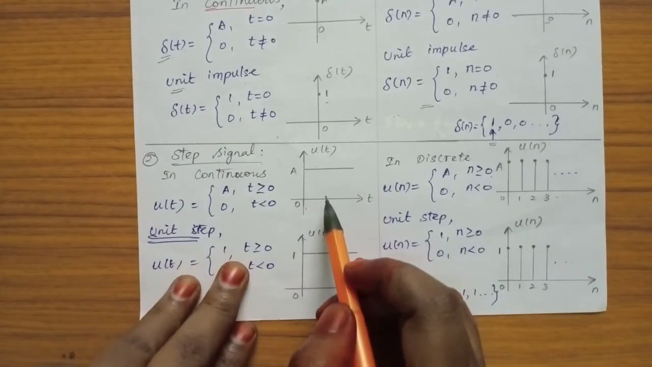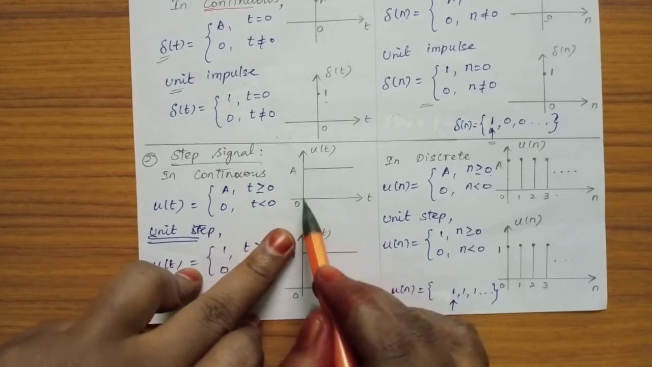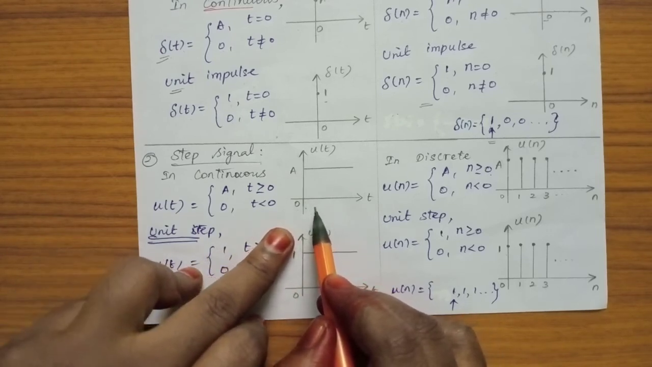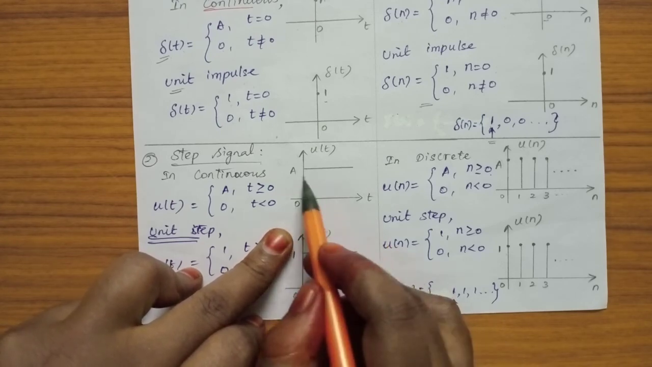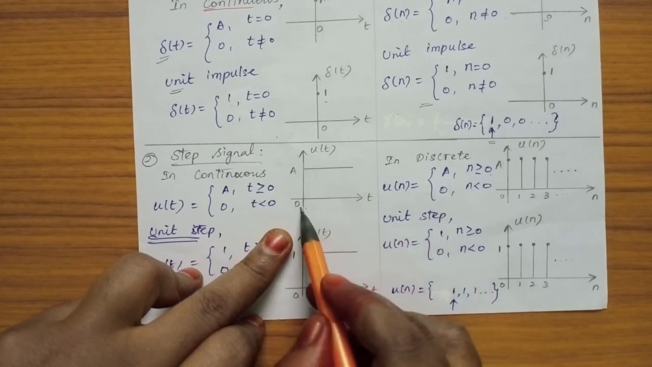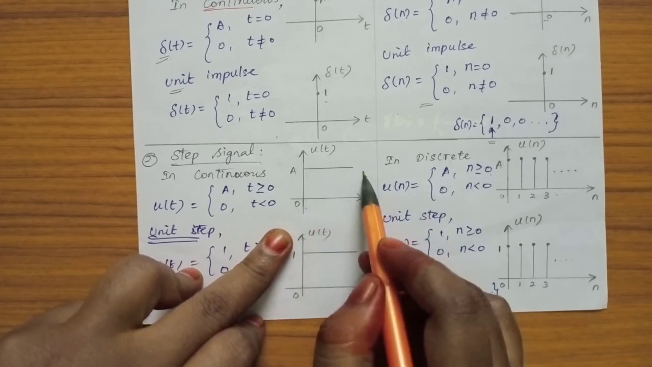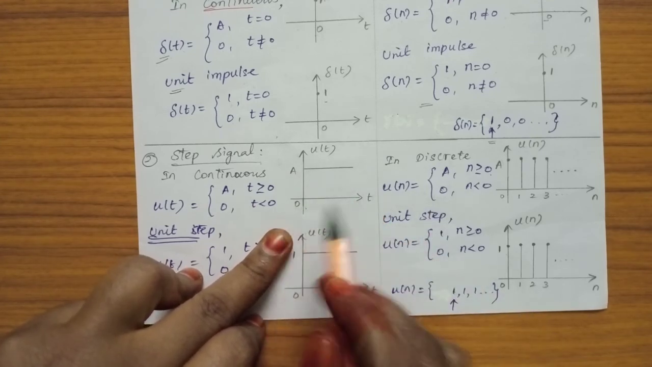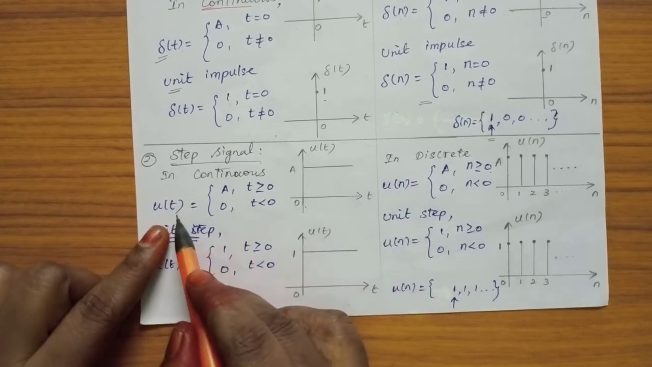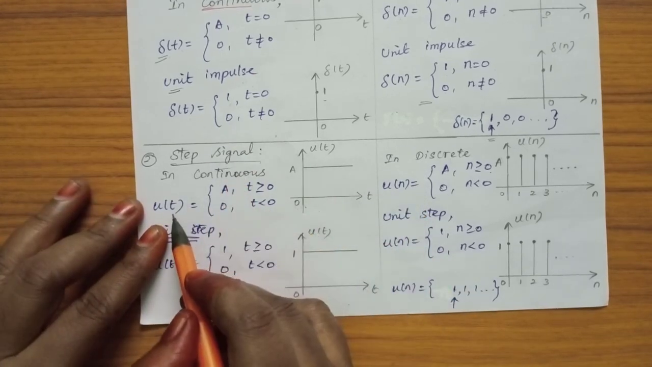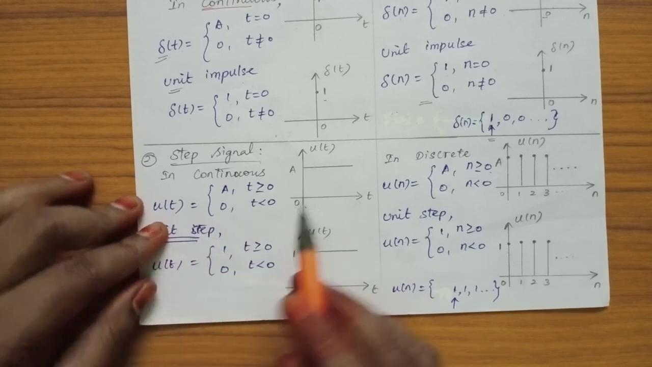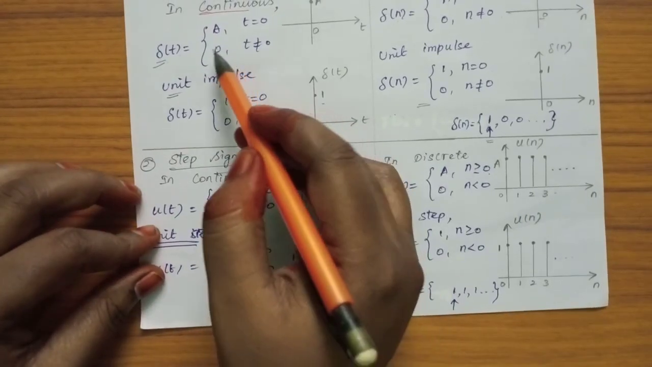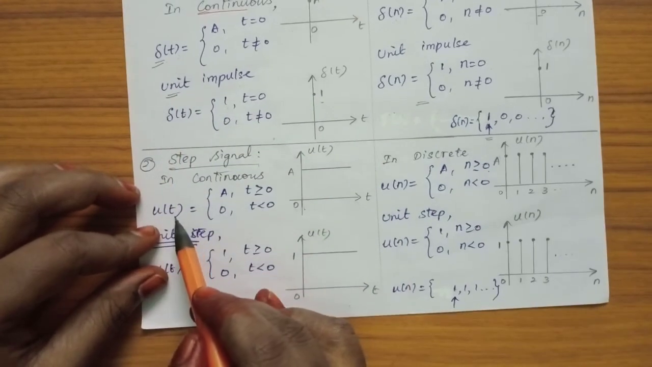This is a graphical representation of the step signal. It occurs only on the positive side. From 0 to infinity its value is A, and the negative side is 0. We write it as u(t). The step signal is denoted by u(t). So we must remember these notations: the impulse signal is δ(t) and the step signal is u(t).